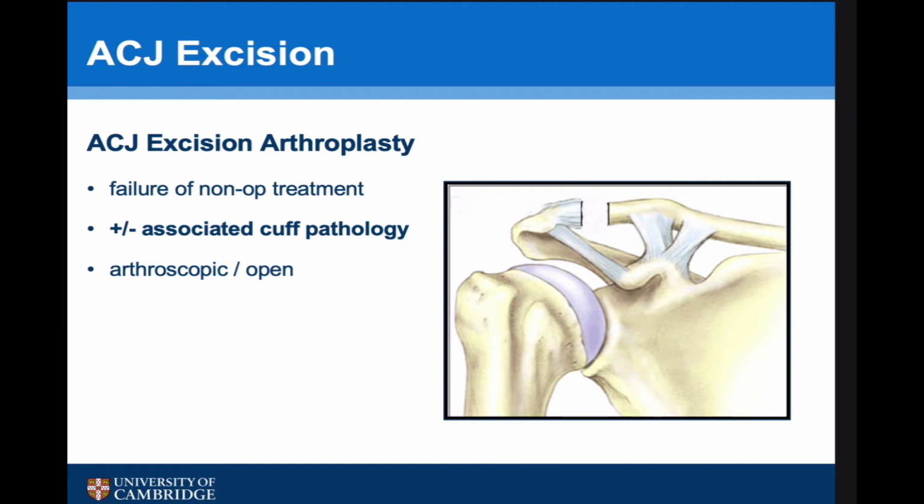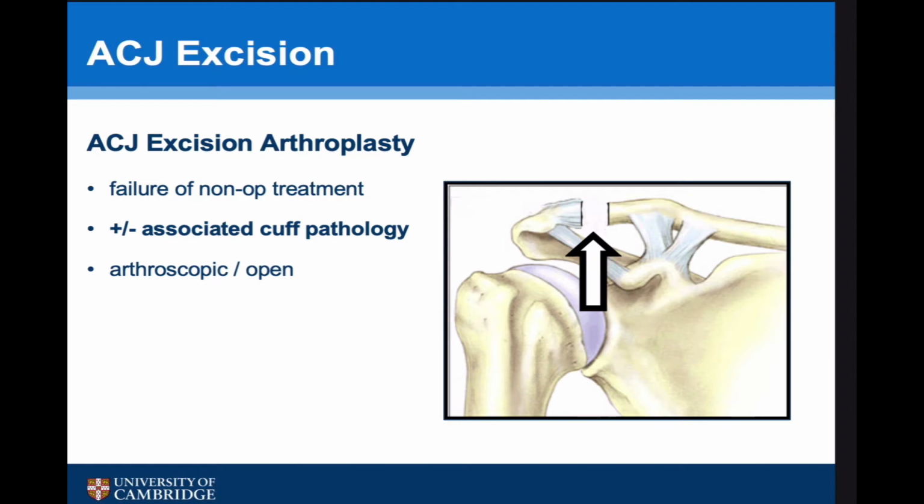The lateral end of the clavicle is held rigidly in position by the trapezoid ligament, and that will actually prevent the clavicle moving laterally. So if you do an excision arthroplasty, which is essentially removing about 10 millimeters of the lateral end of the clavicle, that space will be maintained.